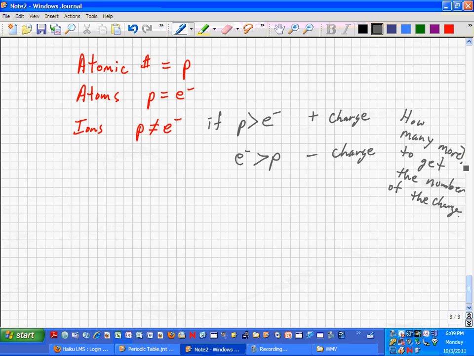Ions, so we got isotopes. So we'd have equal protons but unequal neutrons.